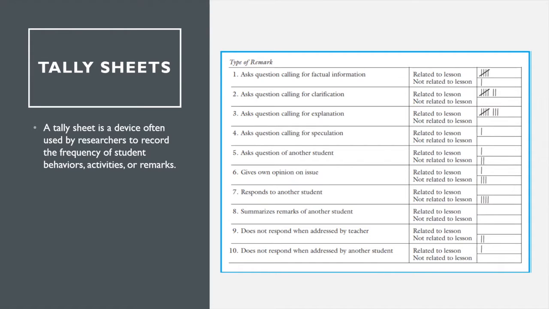Next is the tally sheets. A tally sheet is a device often used by the researchers to record the frequency of students' behavior, activities, or remarks. For example, how many high school students follow instructions during the fire drills? How many instances of aggression or helpfulness do elementary students exhibit on the playground?